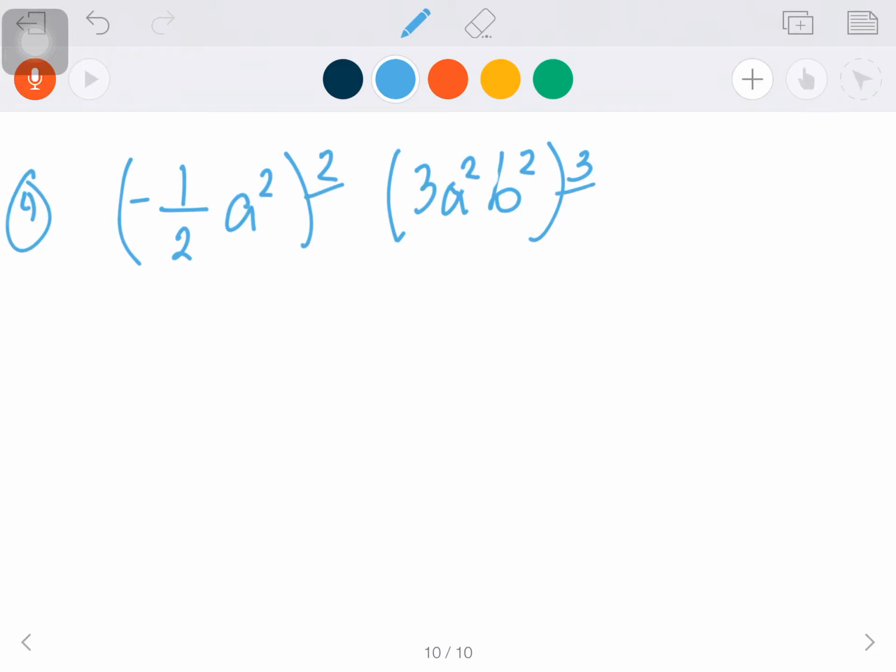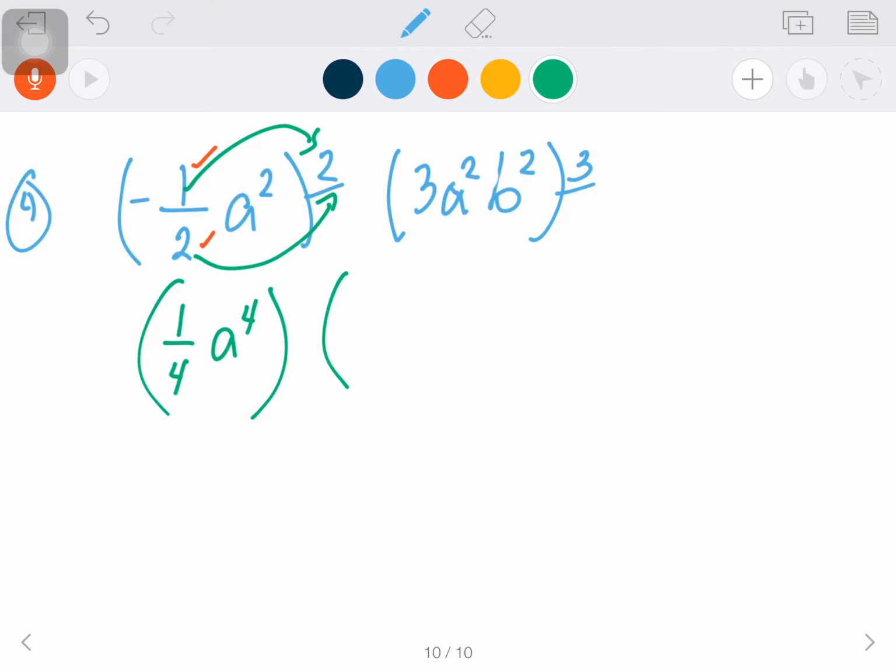So here it's a fraction, and recall that the rule says if you're squaring or raising a fraction to a power, you have to raise both the numerator and the denominator. And since this is squared, the negative would be positive. So this is 1 over 4. 1 squared is 1, and 2 squared is 4. Then a squared, squared becomes a to the 4th. Alright.